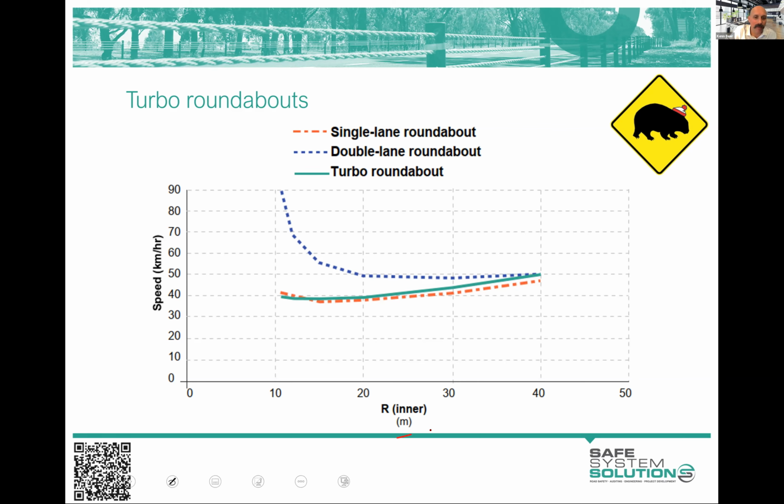Here's just a bit of radius of roundabout and through speed. Speed's a pretty good proxy for safety in most scenarios, but you can see there, as the radius gets bigger, the turbo roundabout operates pretty much like that single lane.